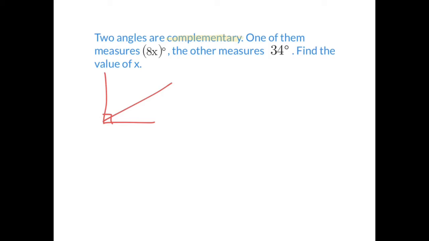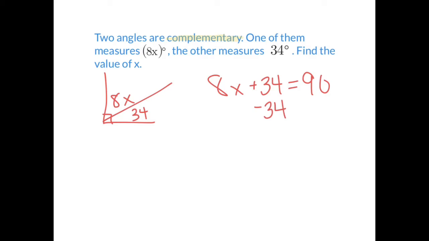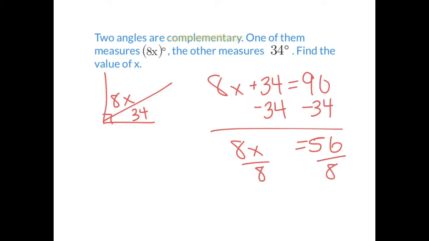One of them is 8x. One of them is 34. Because they are complementary, that means I can add them together to equal 90 degrees. So if I solve by subtracting 34 from both sides, I get 8x equals 56. Divide by 8, x equals 7. It just says find the value of x, so x equals 7 is my answer for this one, and I'm done.